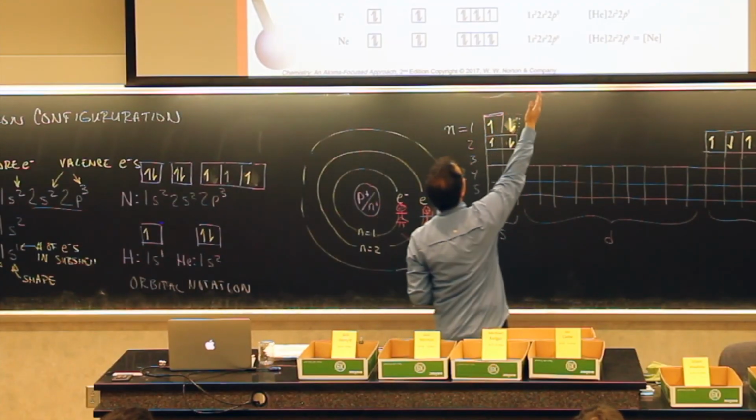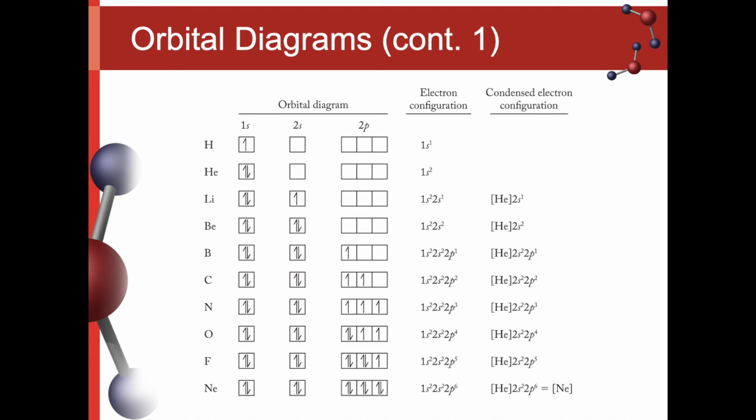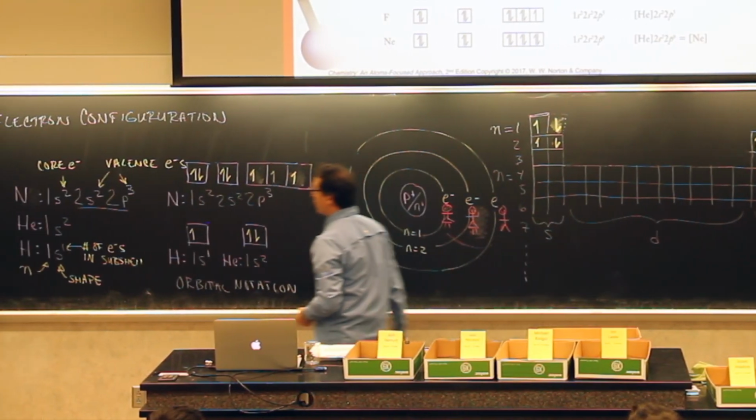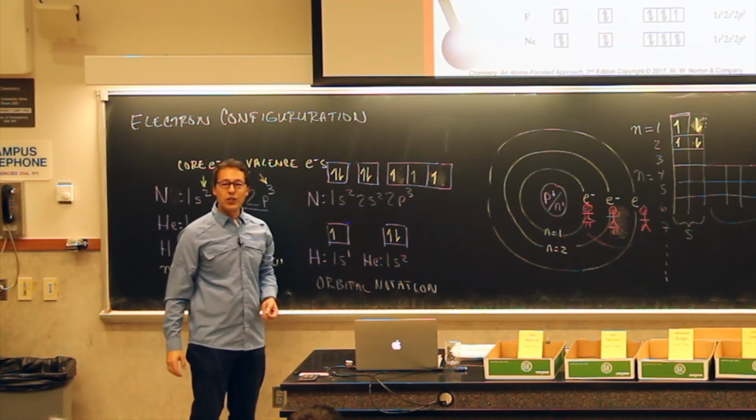In your textbook, there's a whole bunch of these where it shows the electron configurations and the orbital diagrams. And then there's the condensed version over here. Because when we start getting into elements further down, the electron configurations get really long, and it's a lot easier if you can take your core electrons and substitute in a noble gas.